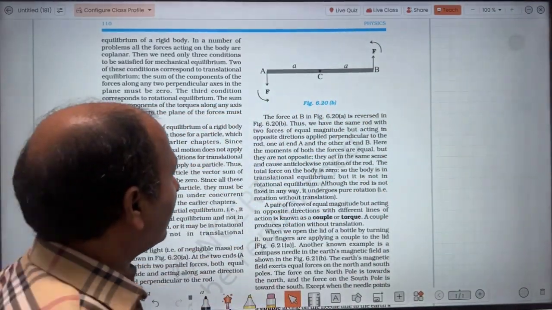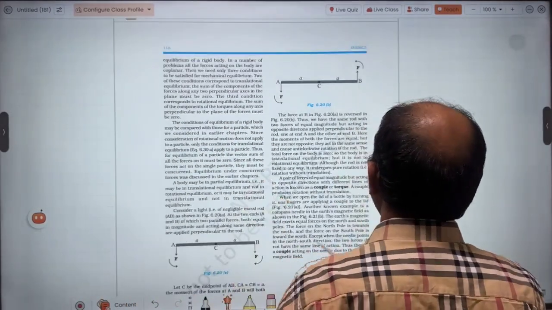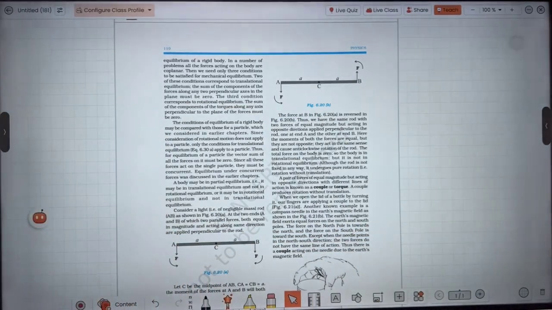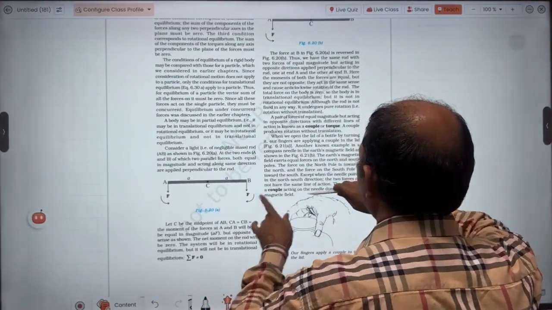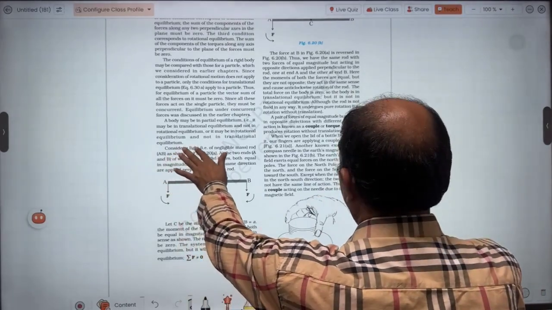So here torque will be there. Torque can produce rotational motion. See, the basic types of forces: force will produce translational motion and torque will produce rotational motion. So we can say that torque is a force, or torque is a rotating force.